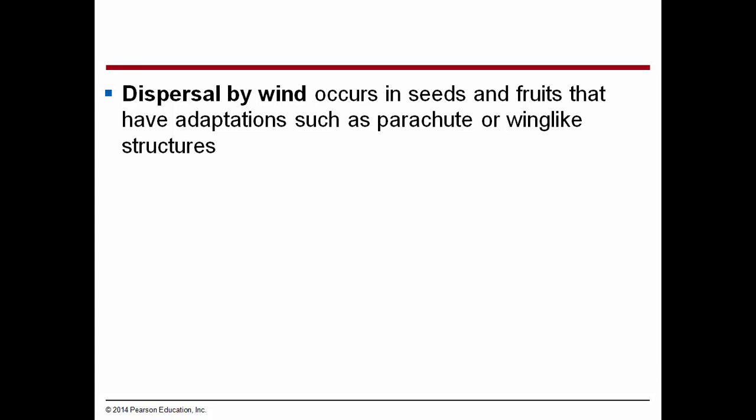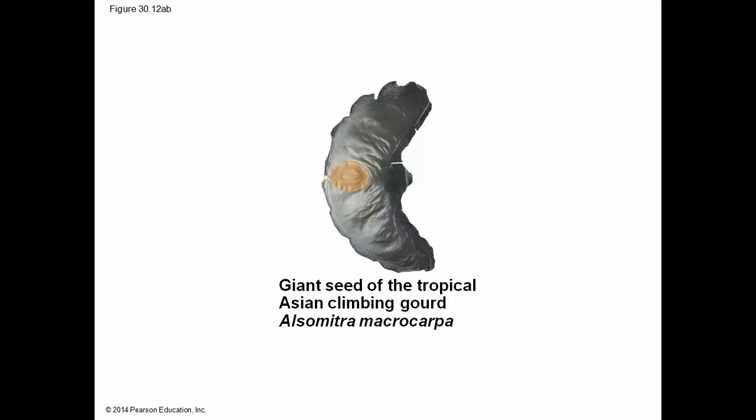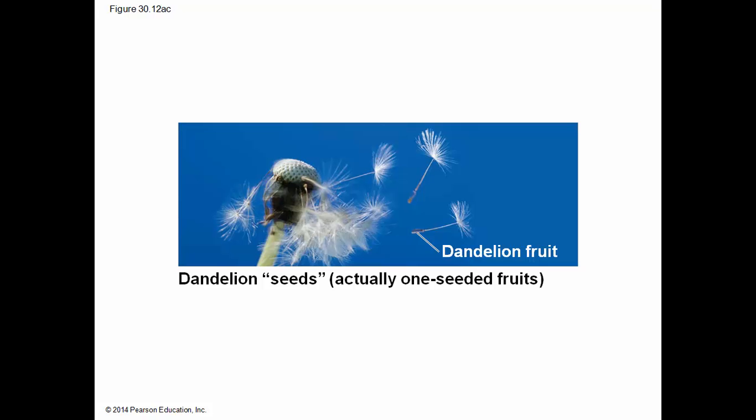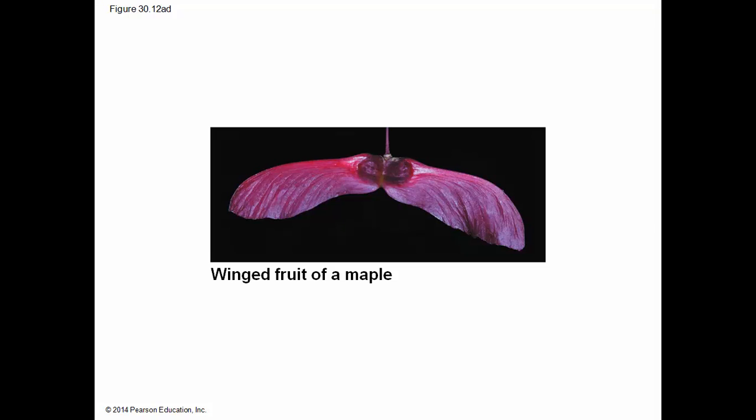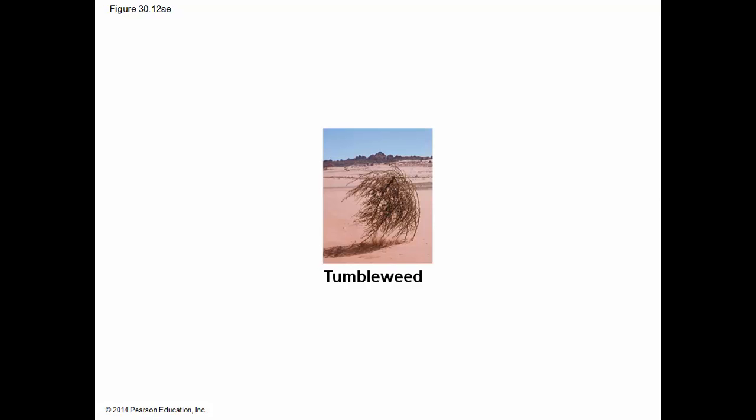Dispersal by wind occurs in seeds and fruits that have adaptations such as parachute or wing-like structures. Here's a giant seed of a tropical Asian climbing gourd. Probably never going to see this in your lifetime, but you will see other plants that are dispersed by wind. Dandelion seeds, the winged fruits of a maple. These are all much more common things that you're going to see. The tumbleweed, like in the Southwest, they blow through. If you ever watch an old Western, they always have a tumbleweed blowing down the middle of the street.